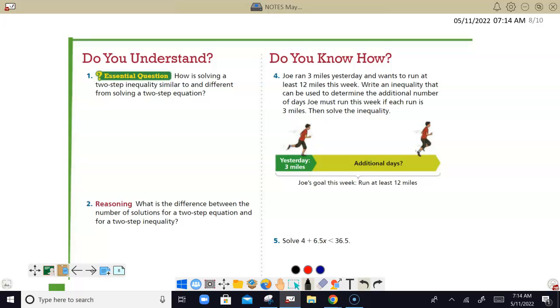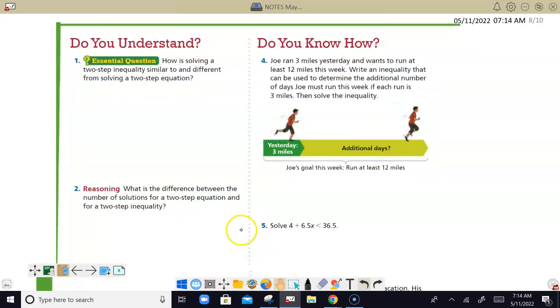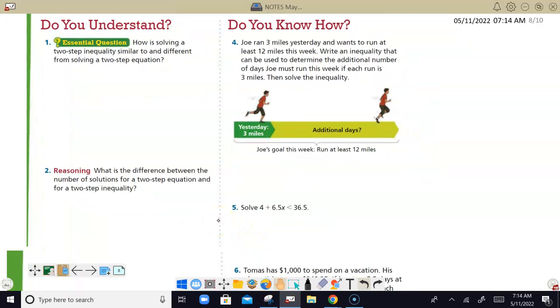I'm just looking at page 292, I think this is. Check that out. I think it's 292. And I just want to do a couple of these problems with you. Number 4 right here, we have a diagram to help us understand this.